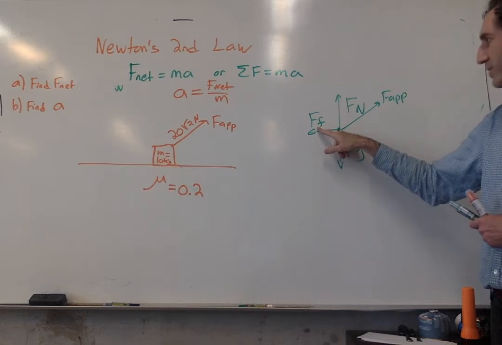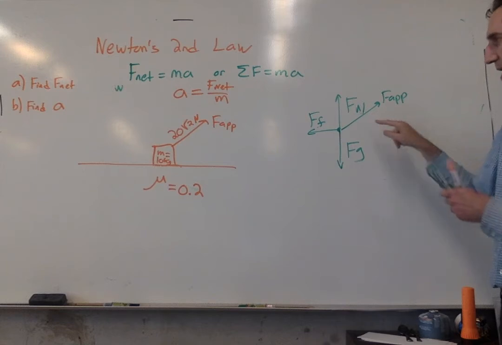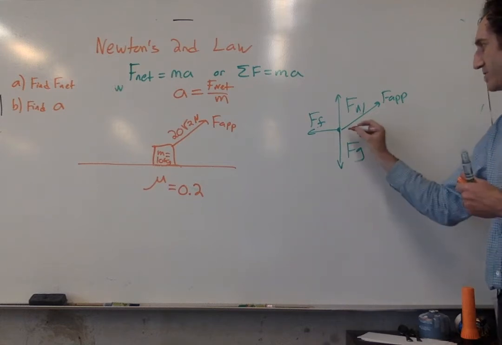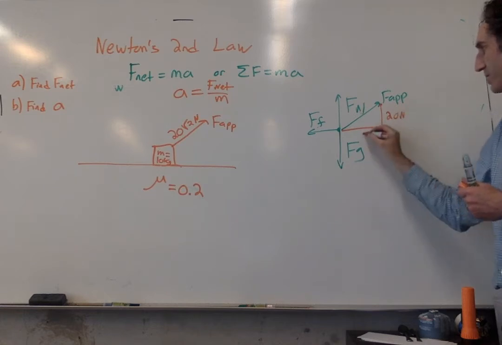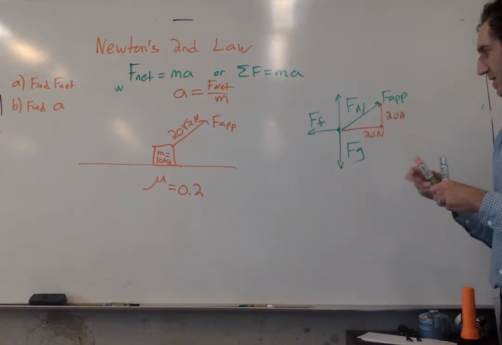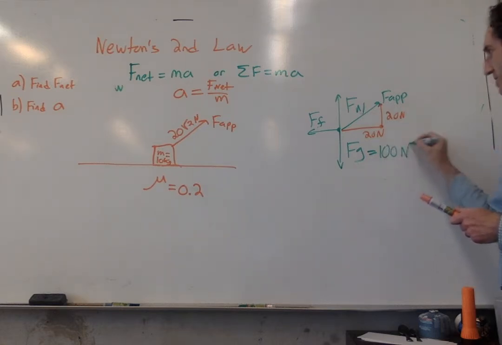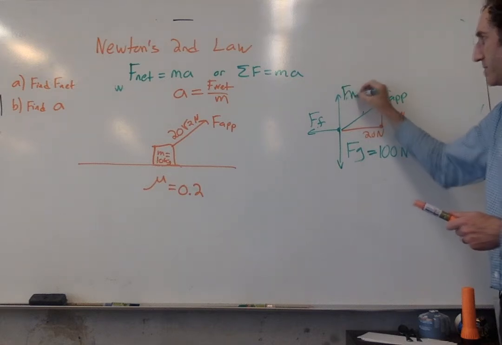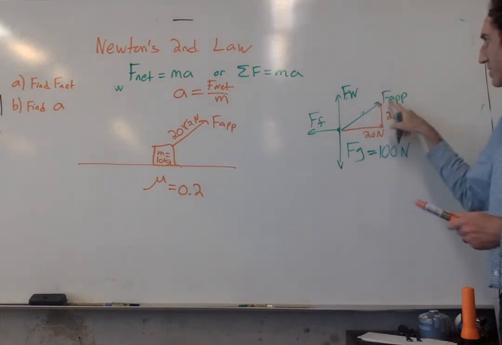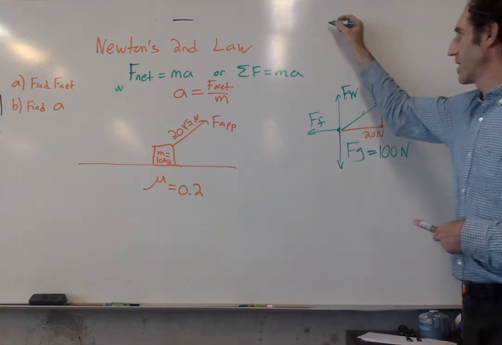Good? So I want to be able to find my friction force. In order to find the friction force, I have to find the normal force. In order to find the normal force, I have to break this applied force into components. So I'm going to do that over here, this way and this way. 20 newtons and 20 newtons. Guess I should write in over here that this is 100 newtons going down like this. So I don't know what my normal force is yet, because I have to use the applied force in the vertical direction. So let's do that really quick.